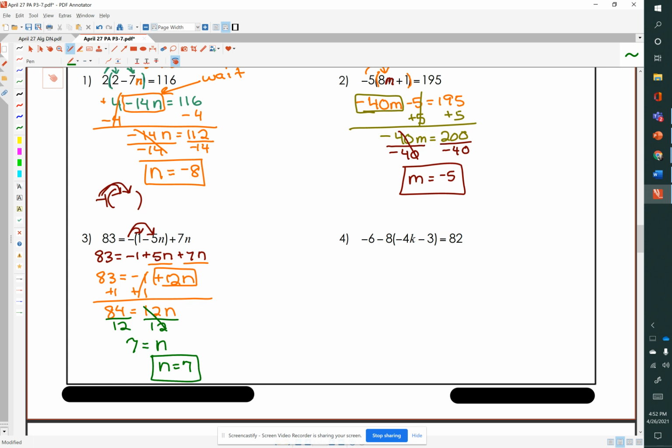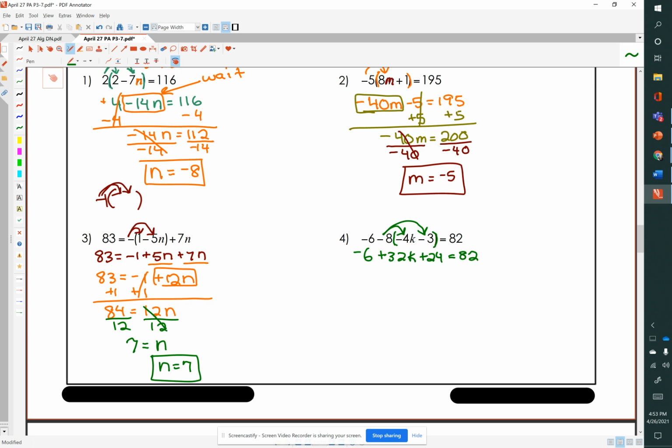And then number 4, we have negative 6 minus 8 times the quantity of negative 4k minus 3 equals 82. The first thing we need to do is distribute this negative 8 through the quantity of negative 4k minus 3. So negative 6, negative 8 times negative 4k is a positive 32k. Negative 8 times negative 3 is a positive 24 equals 82.